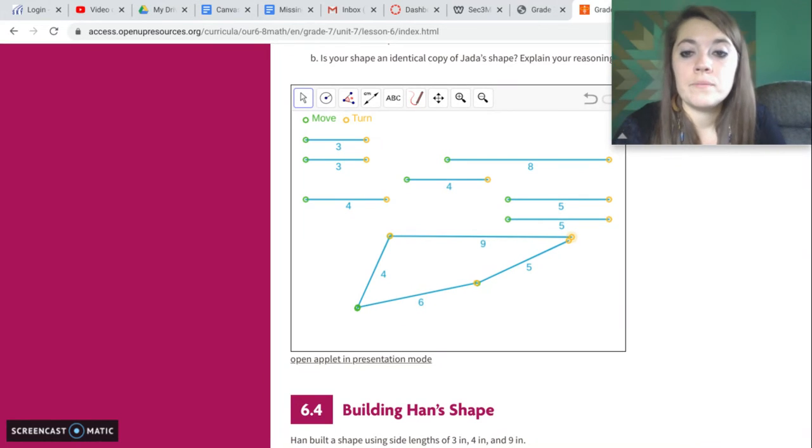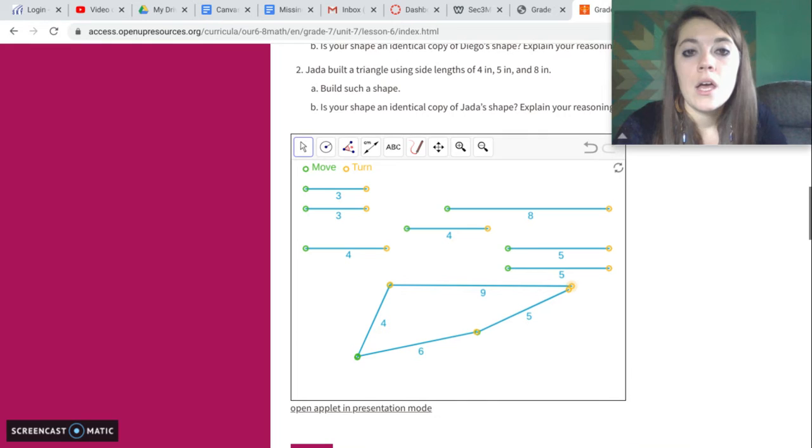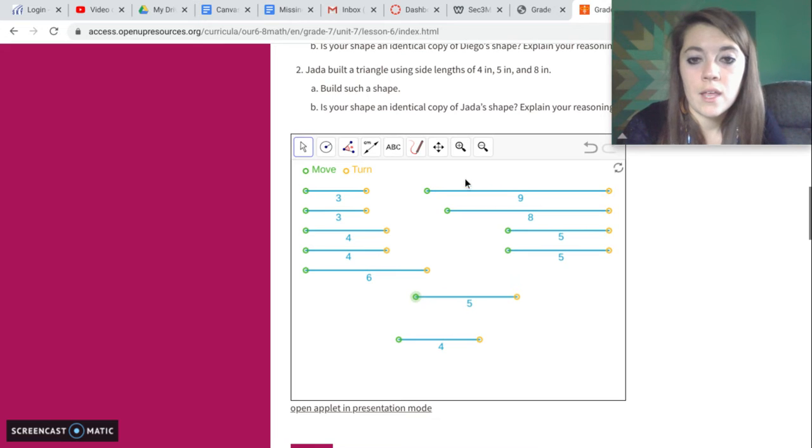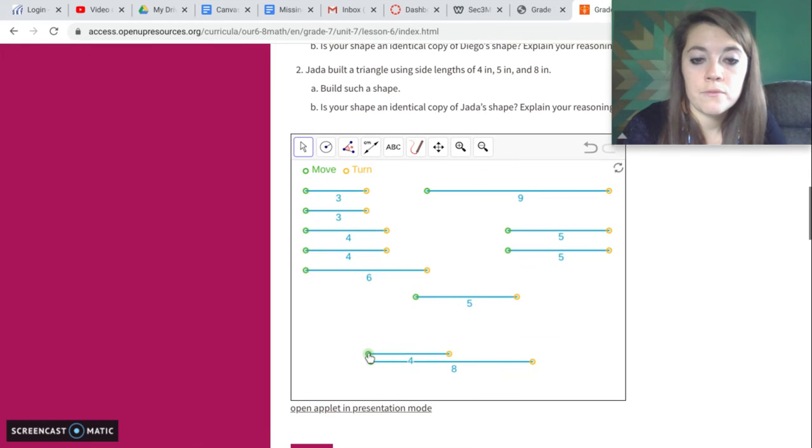Now, Jada, she built a triangle. So we're going to refresh this, maybe. Okay, so she built a triangle using side lengths of 4, 5, and 8 inches. So we've got a 4, we've got a 5, and the 8. So I'm going to make the 8 down here, bring the 4 over.